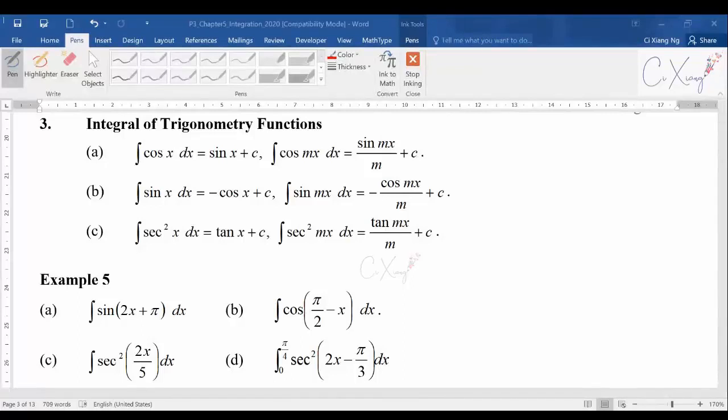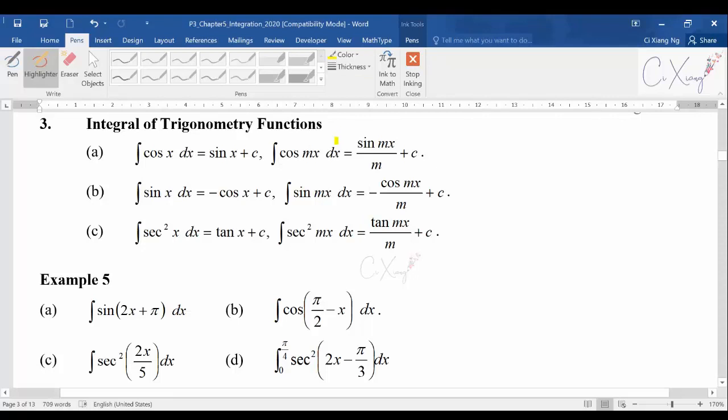Okay, so let's continue from the previous video. In the previous video, we learned how to integrate the trigo function. If you recall, the integral for the trigo function that we learned in the last video generally follows a very restricted pattern.